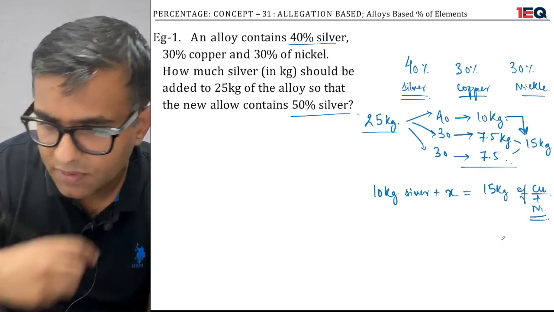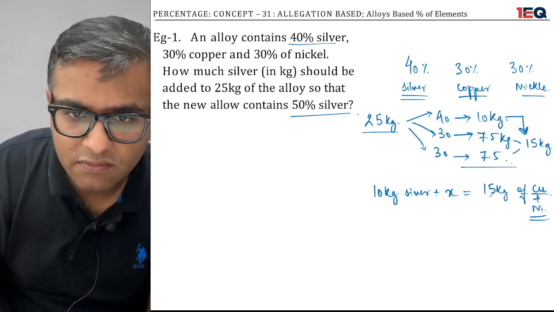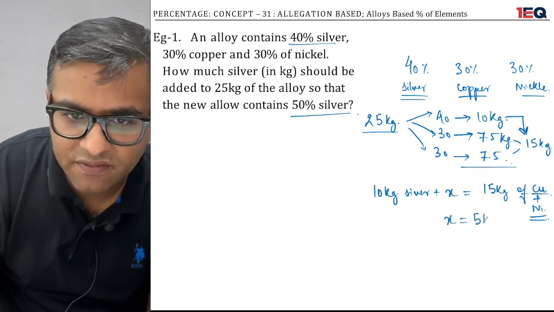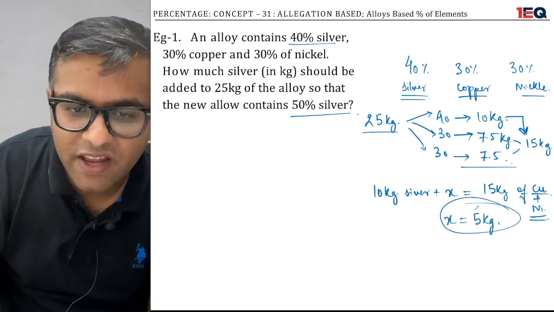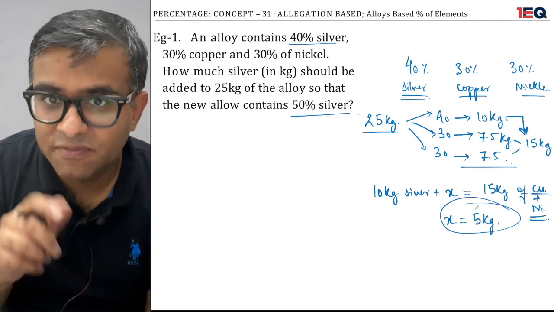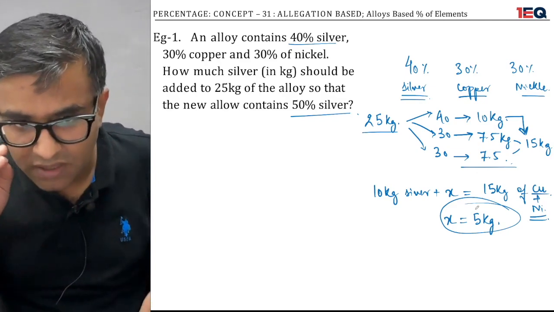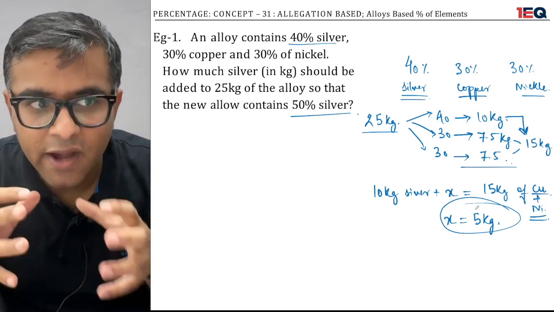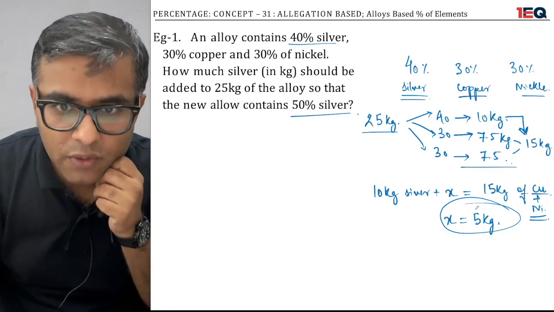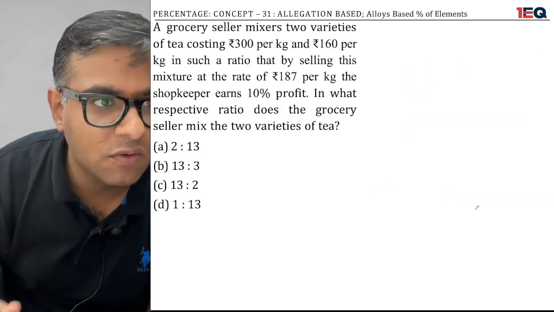Okay, copper plus nickel. So this 10 kg would be subtracted from 15 kgs. The X would come out to be 5 kgs. So 5 kg of silver can be added to the alloy directly. 5 kgs of pure silver, mind you, my friends. 5 kg of pure silver needs to be added to the entire 25 kg of the alloy to make it in a 50-50 ratio. Okay, 50% of silver and 50% of rest everything. Thank you, and moving on.